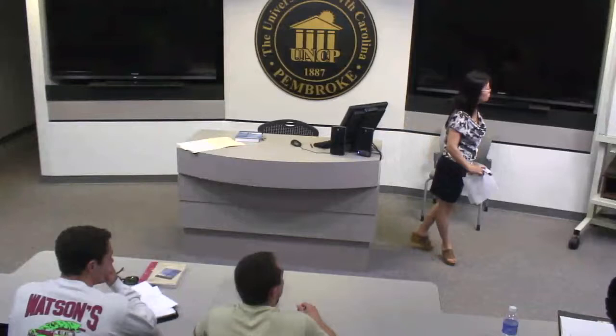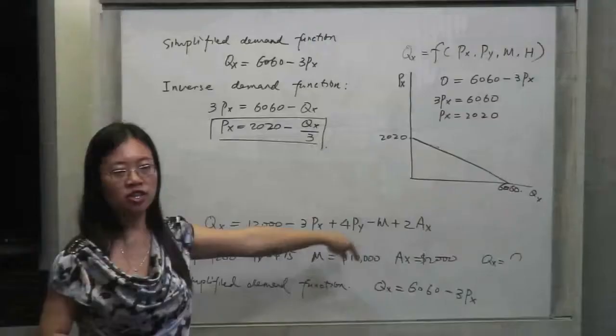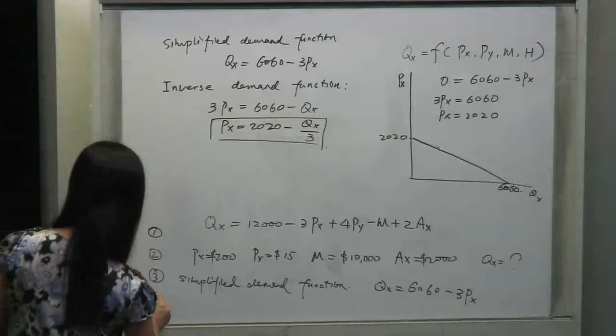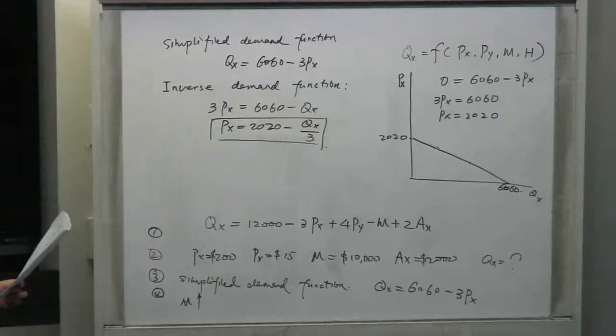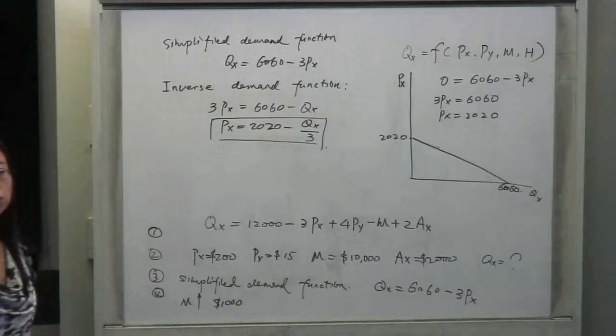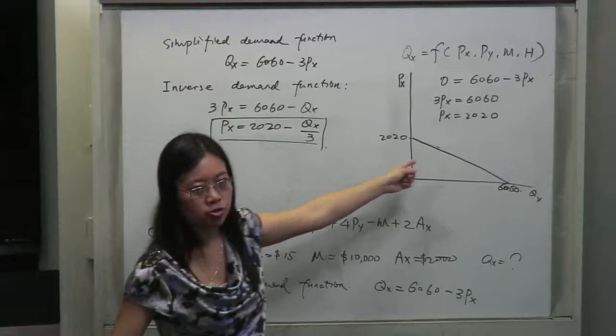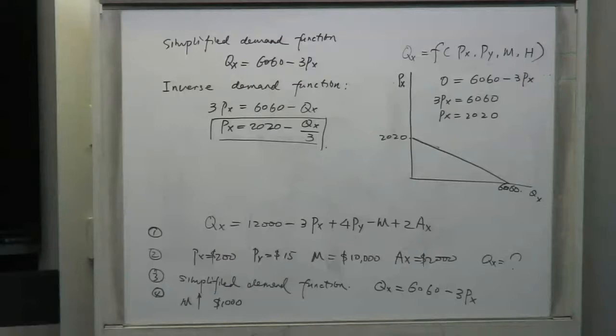So now, I'm going to say one of the factors' value has changed. And this variable here is income. So question 4. Now suppose income has increased by $1,000. So you know how this demand is going to shift, right? Shift to the right or shift to the left? To the left, because it is an inferior good, right?